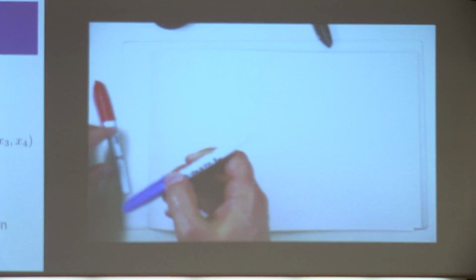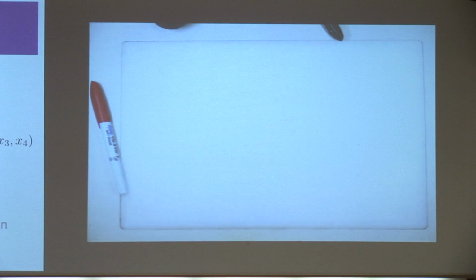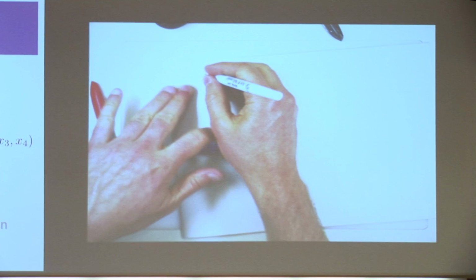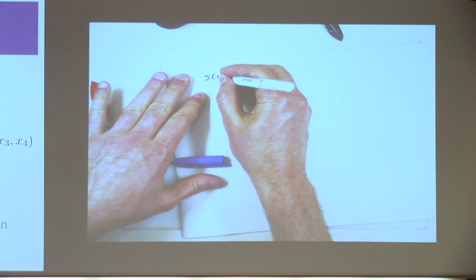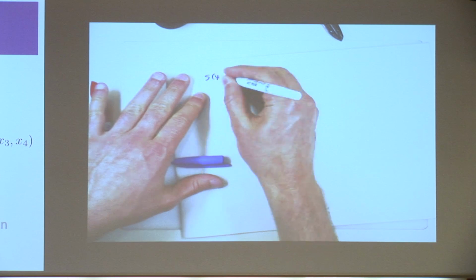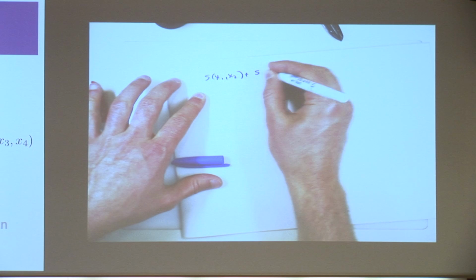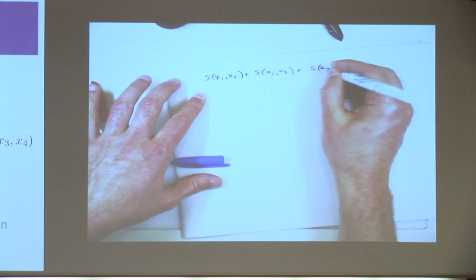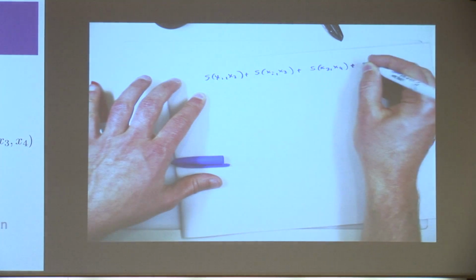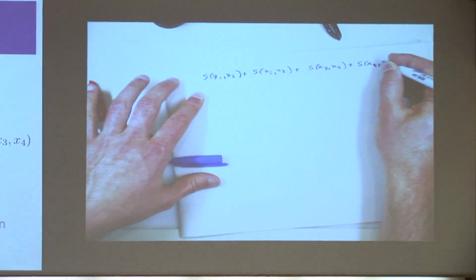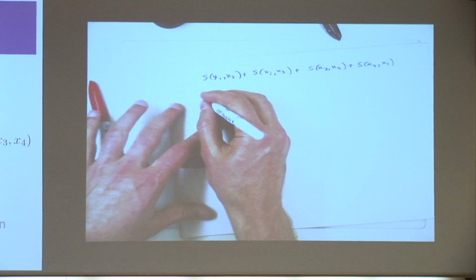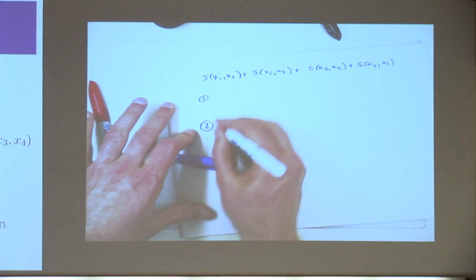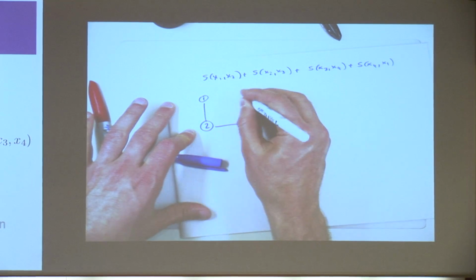So again, we start with a simple ring where we have basically s(x1, x2) plus s(x2, x3) plus s(x3, x4) plus s(x4, x1). And that was our graph: 1, 2, 3, 4.